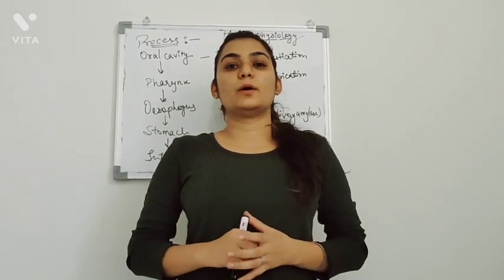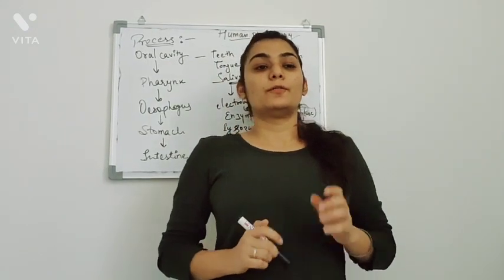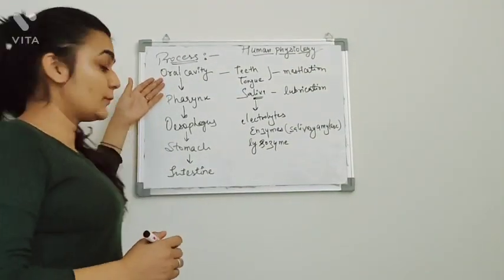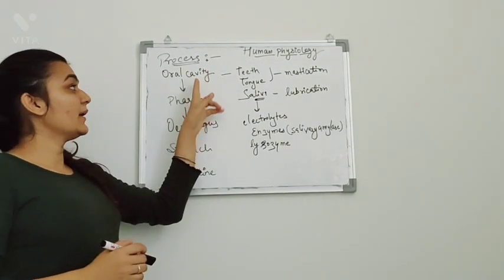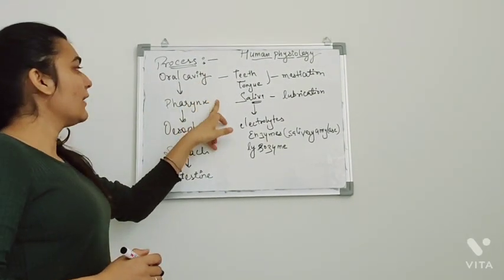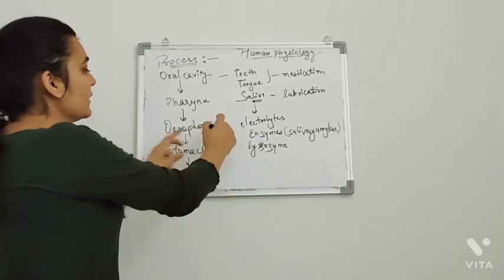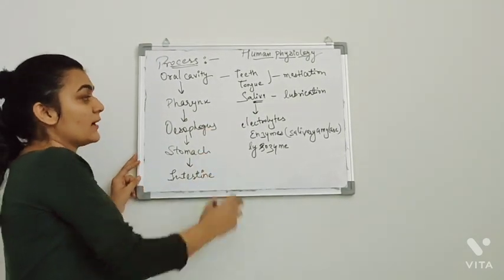Now we are discussing the process of digestion. Firstly, food enters into our oral cavity. We are discussing this flow chart, where food first enters the oral cavity. After that it enters into the pharynx and then the esophagus. After the esophagus it enters into the stomach and the intestine.